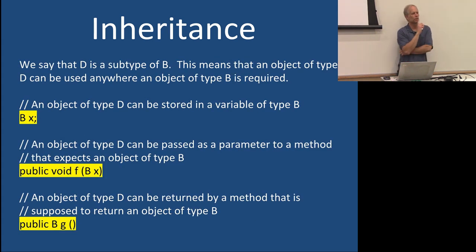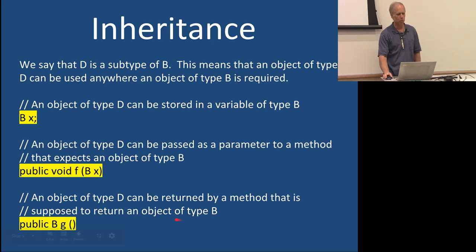Now, when you do inheritance, there's another neat feature. D is a subtype of B. So the derived class is a subtype of the superclass, the base class, and vice versa. B would be a supertype of D. And what that means is that you can always use a subtype anywhere the supertype is expected.